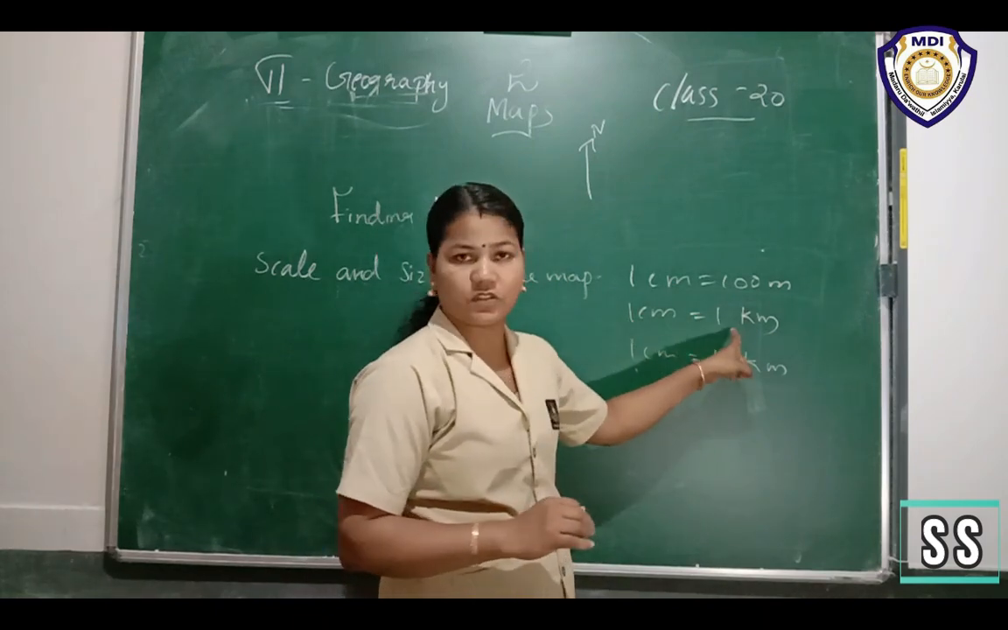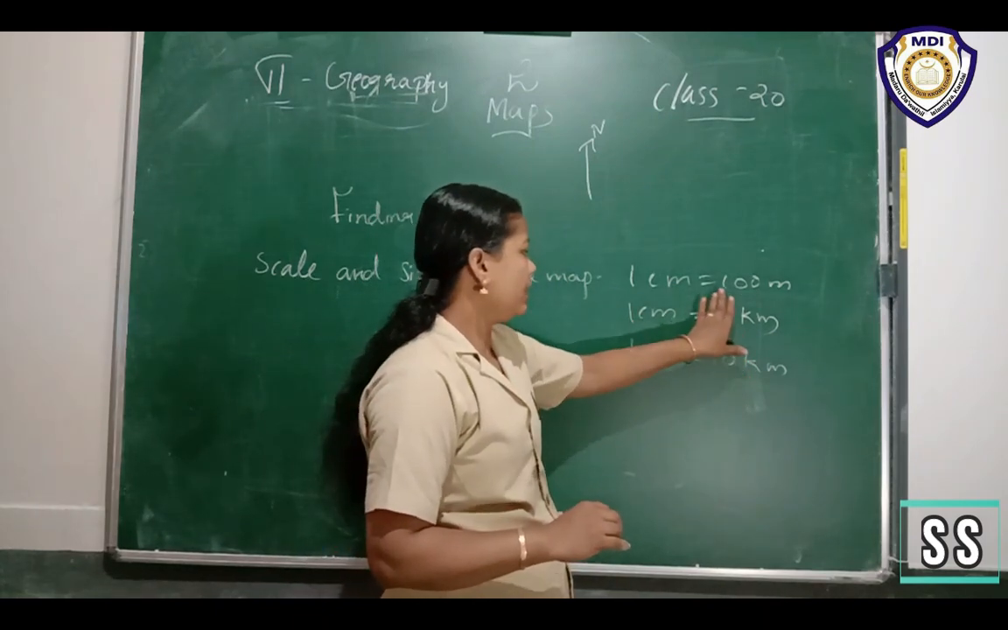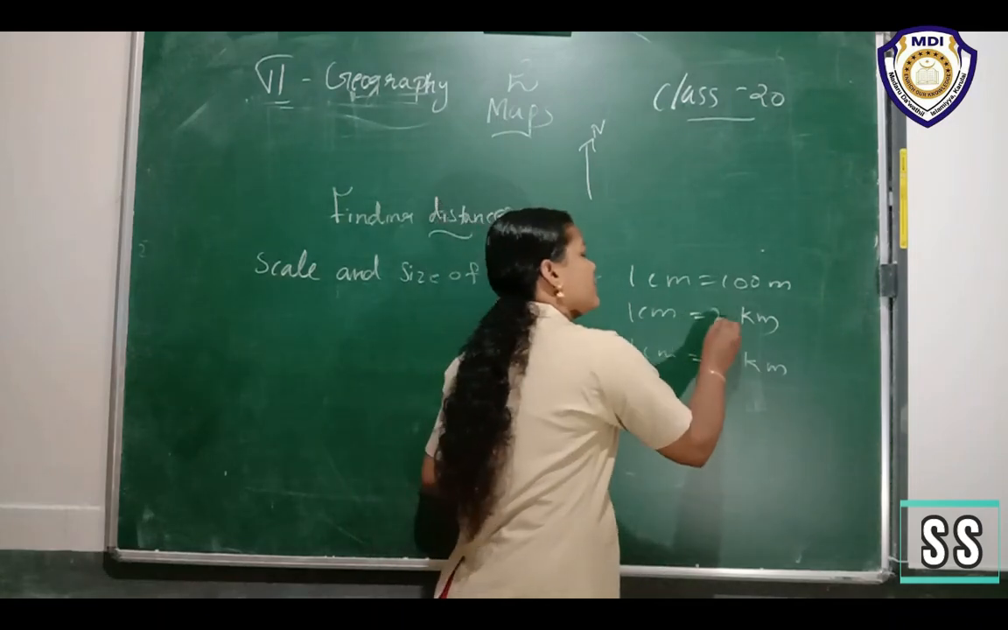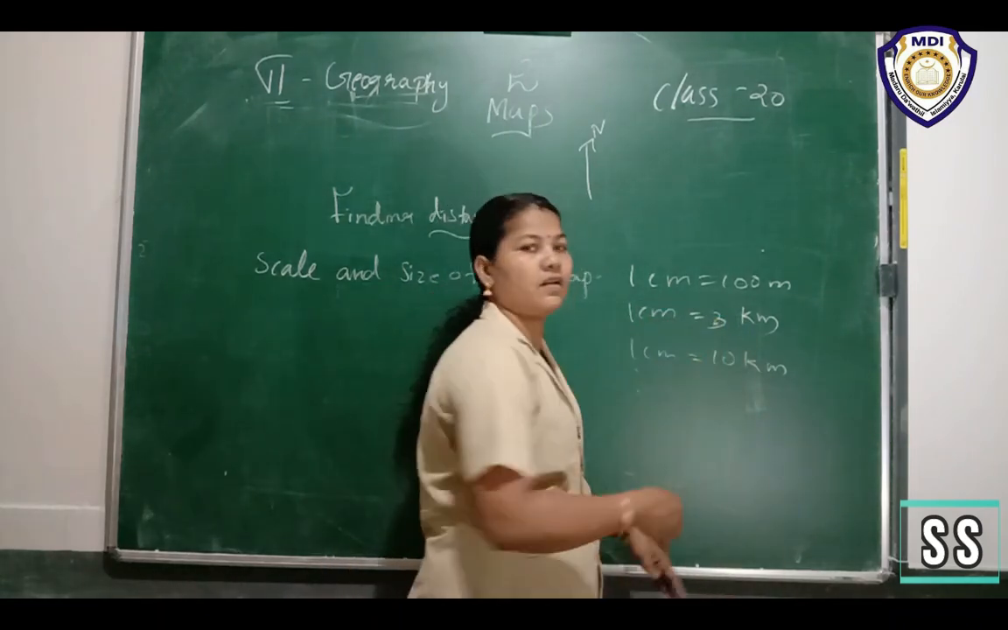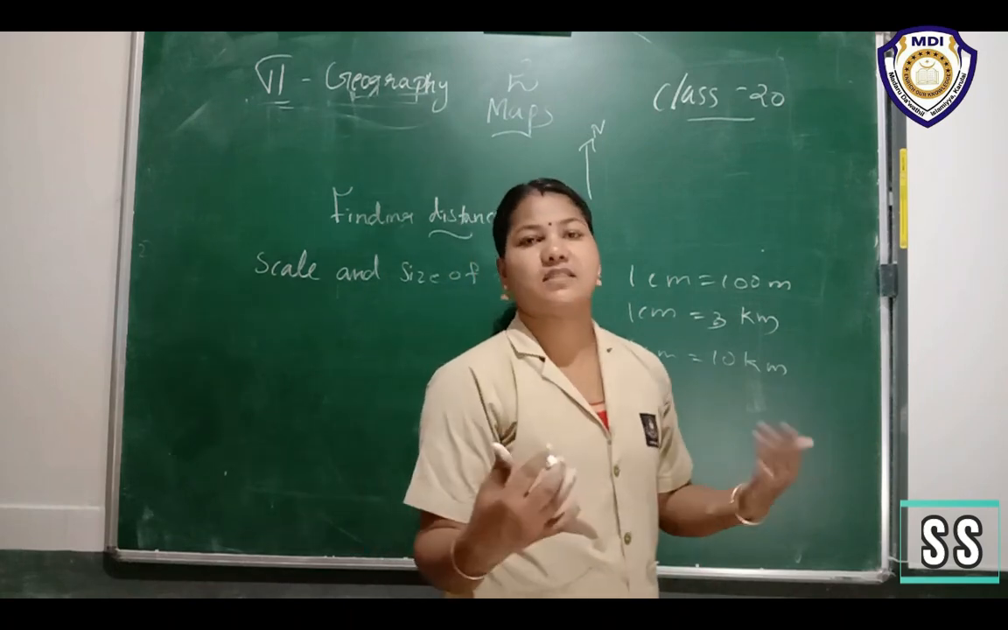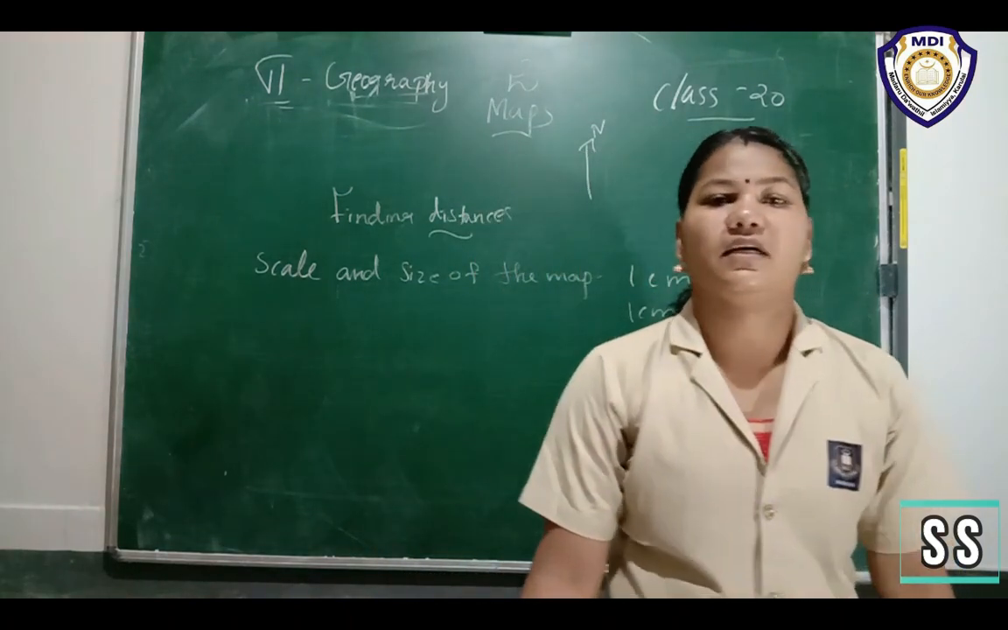Now 1 centimeter is equal to 1 kilometer. Now if we want to change it to 1 centimeter is equal to 2 kilometers, or 1 centimeter is equal to 3 kilometers, which is easily possible, we can use that.